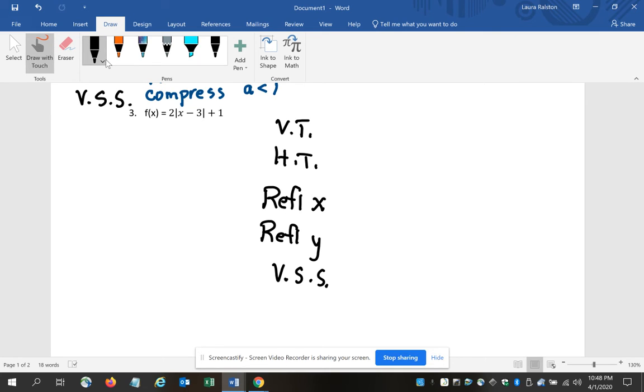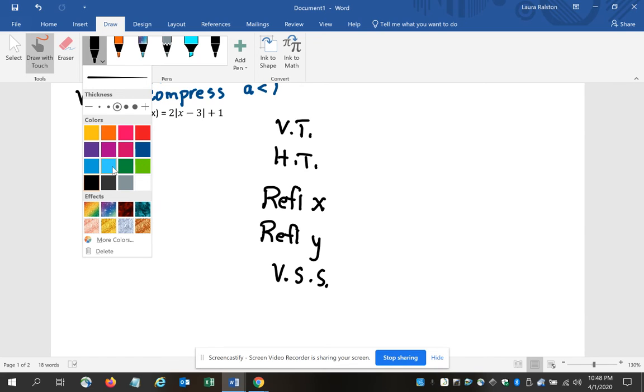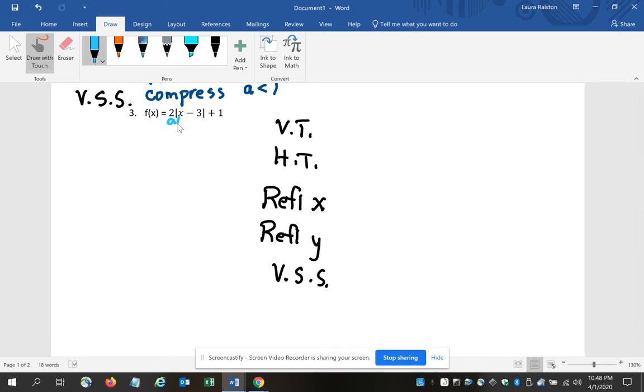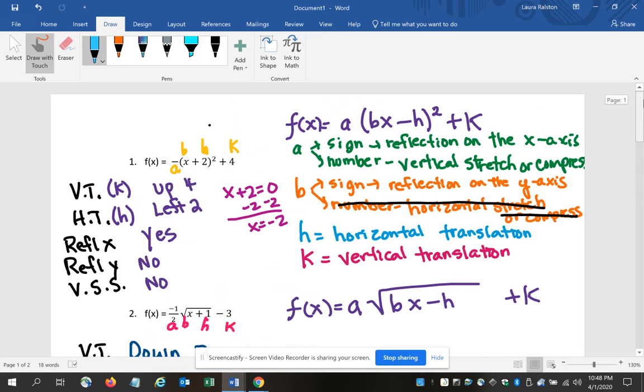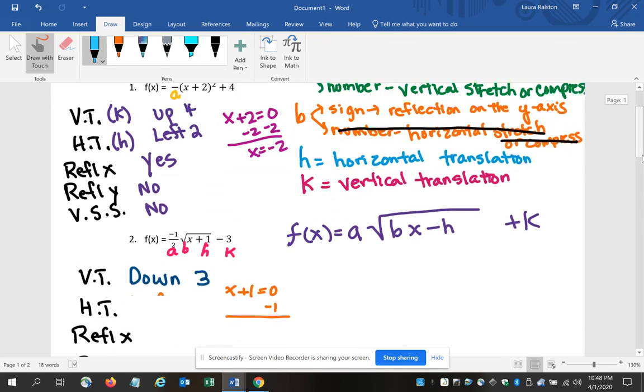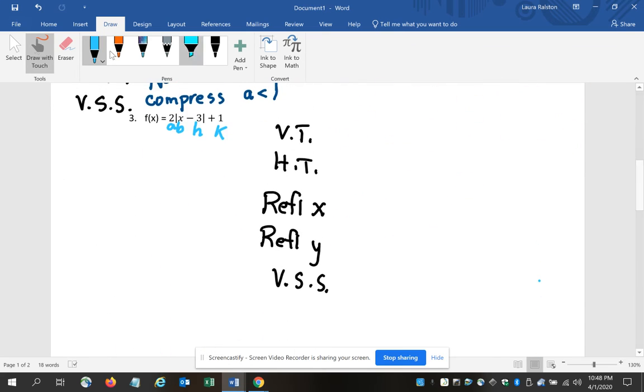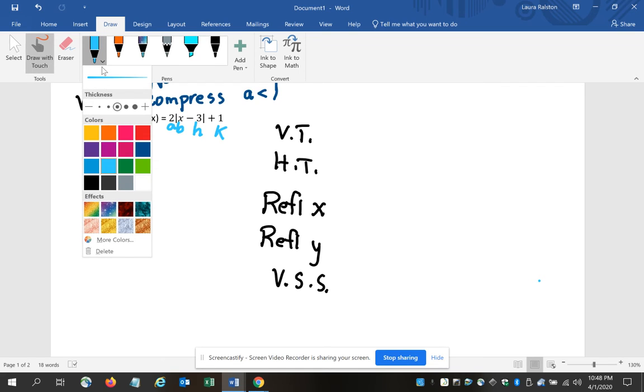So again, if I identify the players, I always like to do that first. a is the number out front, b is inside with the x, h is the constant inside the symbol, and k is tagged at the end. Guys, if you can't remember the guidelines, go back up to the top. I scrolled them out for you, or they're definitely on the PowerPoint for the lesson on transformations of graphs, and you should have notes on that as well.